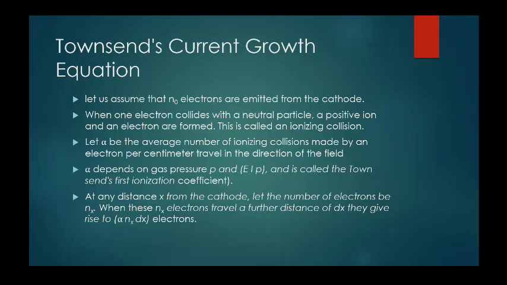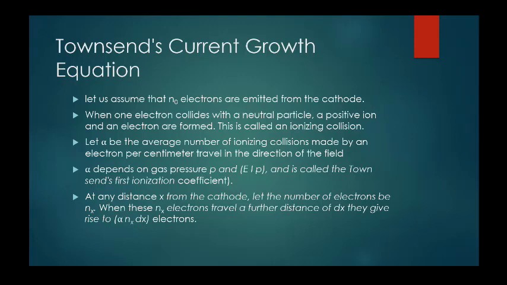Now what is the ratio of E by P and why is it important? E by P gives the amount of ionization that can be possible by an electron. The more the pressure, the lesser the value of alpha. And the more the value of E, the more the value of alpha.